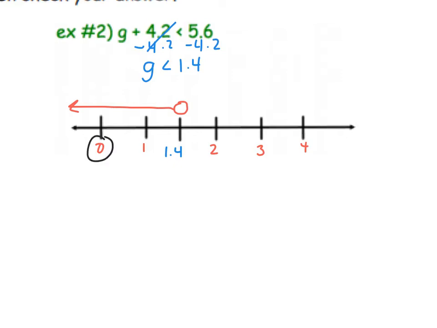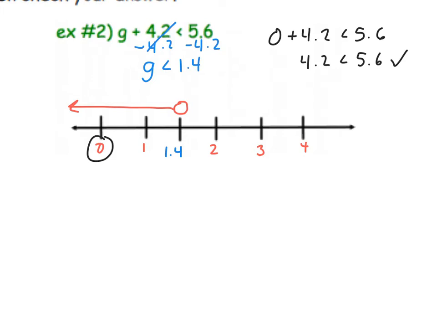So I'm going to plug in 0. Let's say g was equal to 0. Okay, so if g is equal to 0, we're going to plug it into our original equation here. So 0 plus 4.2, is that less than 5.6? So 0 plus 4.2 is simply 4.2. Is that less than 5.6? You betcha it is, so that one checks out. That one's perfect. So very good.